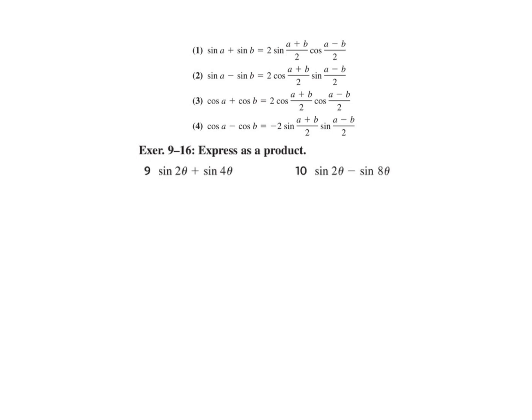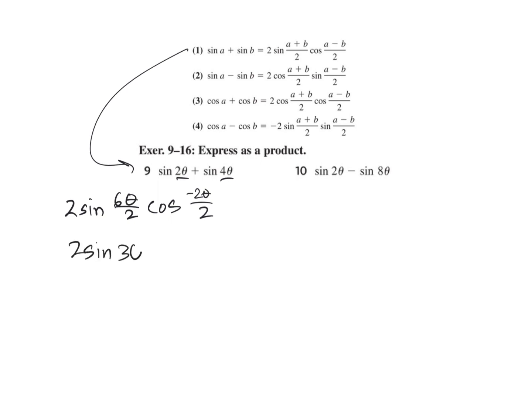Okay, express as a product. All right, so now we're going backwards. Now we got to see which one we're doing. Addition, sine addition would be number 1. So this is going to be 2 sine of a plus b, so that's 6 theta over 2, multiplied times the cosine of a minus b, or negative 2 theta over 2. So what do we really have here? 2 sine of 3 theta cosine of negative theta, which the negative doesn't mean anything, so it's just cosine of theta.